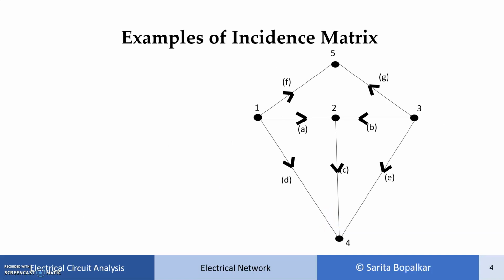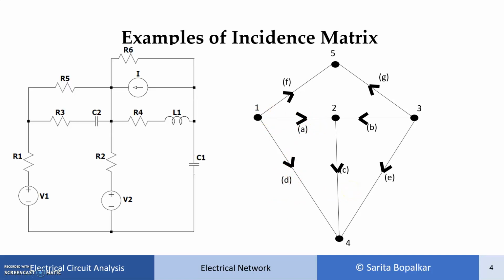Now let's draw or write the incidence matrix for this graph. We already know how to draw the graph for any particular network, so please watch the previous video so that you can understand how this graph comes. Here in this graph there are how many nodes? 1, 2, 3, 4 and 5 nodes. This means the number of rows in your incidence matrix will be 5 for this graph. For the number of branches, instead of 1, 2, 3, for differentiating I have marked them as A, B, C, D. But you can mark them as 1, 2, 3 or A, B, C, D according to your convenience.